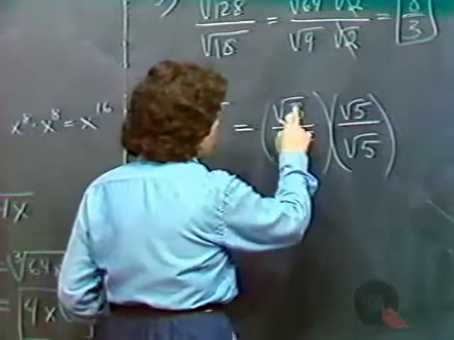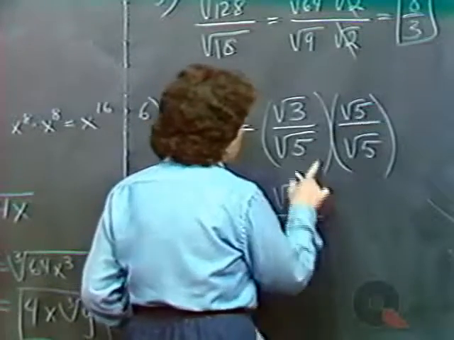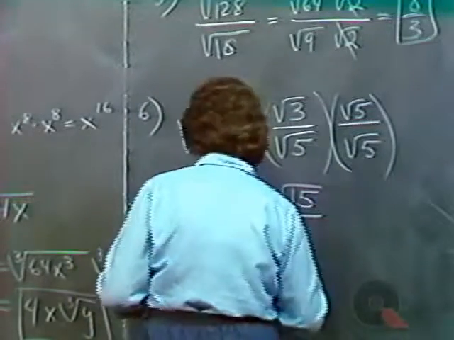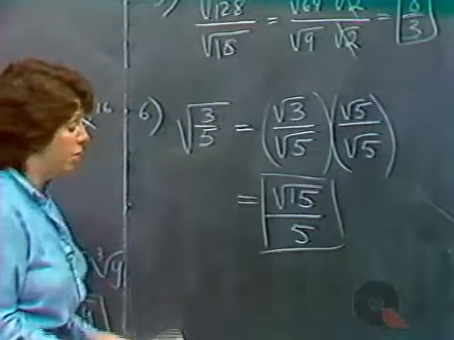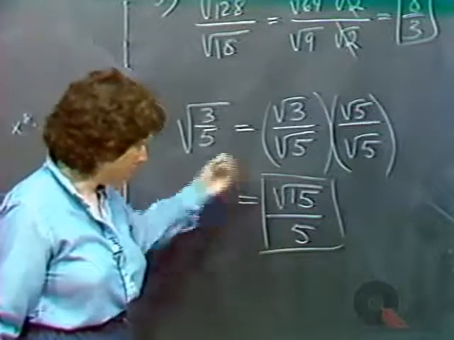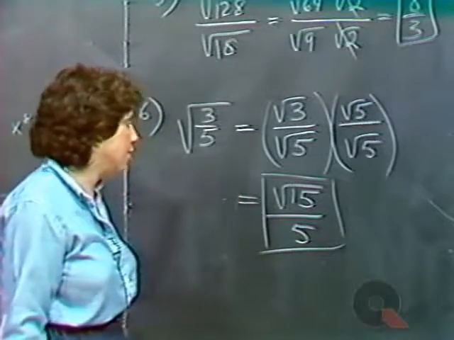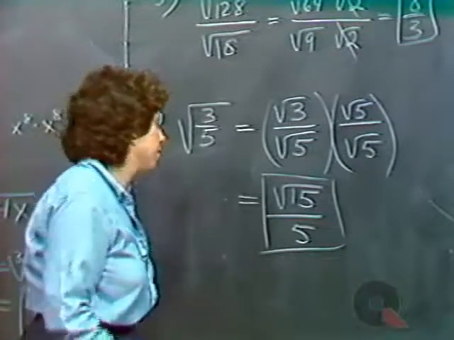Now, the square root of 3 times the square root of 5 is the square root of 15. The square root of 5 times the square root of 5 is 5. And this is now in simplest radical form. There are no perfect square factors that we could take out here. So we've taken as much as we can out from under the radical sign. There are no fractions under the radical. There are no radicals in the denominator.